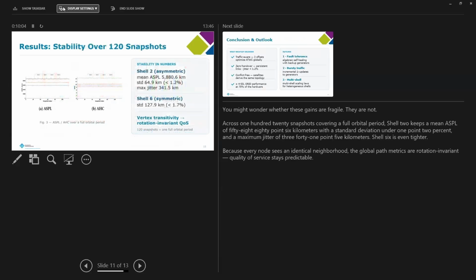And the stability across 120 snapshots, covering a full orbital period. Shell 2 keeps a mean ASPL of 80.6 milliseconds with a standard deviation under 1.2% and a maximum jitter of 341.5 kilometers. Shell 6 is even tighter. It's because every node sits in an identical neighborhood. The global path metrics are rotation invariant, so the quality of service stays predictable.